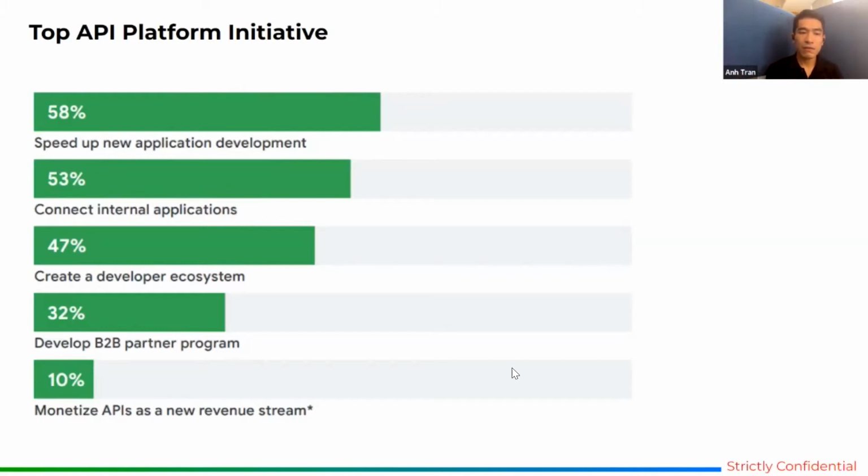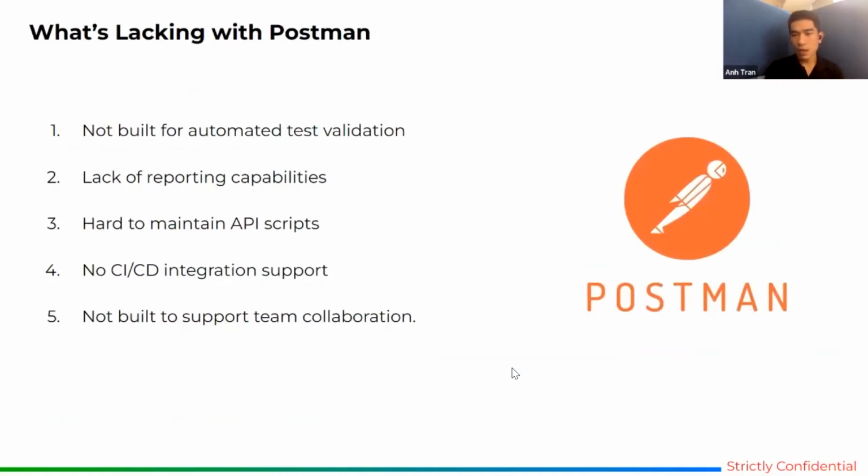There's also a need to create developer ecosystems where developers have easy access to all the tools they need to do their jobs. There's also B2B partner programs focusing on API. Twilio is an example, and Uber and Google Maps is another example I provided earlier. Also monetizing API as a revenue stream, API as products, which I covered earlier as well. So I'm going to go into a little bit more detail.